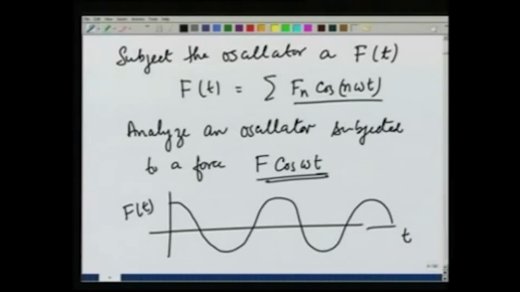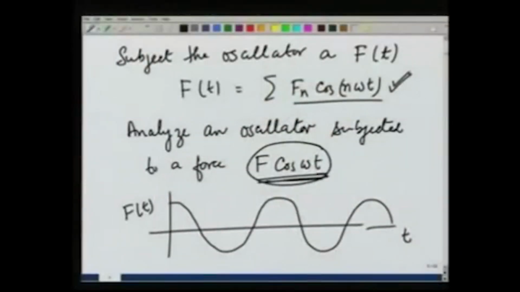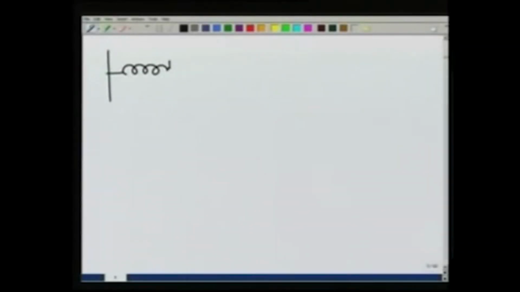If I know the response of the system to f cosine omega t, in general for any periodic force, I can find the response by superposing the solutions for each of these omega. In fact, I will assign you a problem later for two such forces being applied. For the time being, we focus on one frequency force being applied to the system, and therefore, the system I am looking at is a spring, mass at the end of it, and it is being subjected to a force f cosine of omega t.